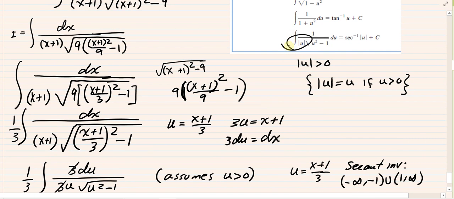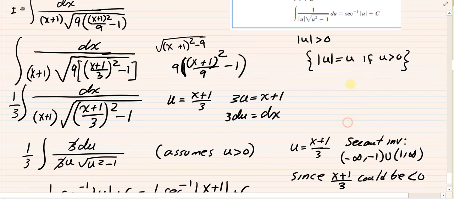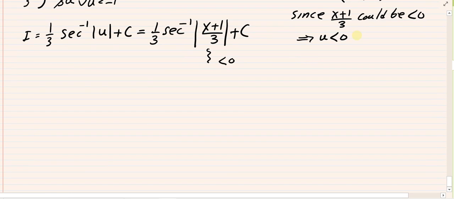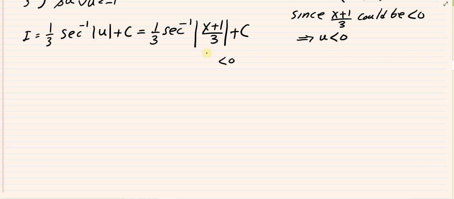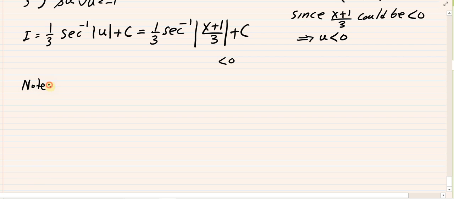Now this may be a good place to tell you why there is an absolute value in the derivative for secant inverse. And the reason is this. Let's say I want to find, so I'm just going to put a note here, let's say I want to find the derivative of secant inverse of x, and call that y. So I want to find y prime.